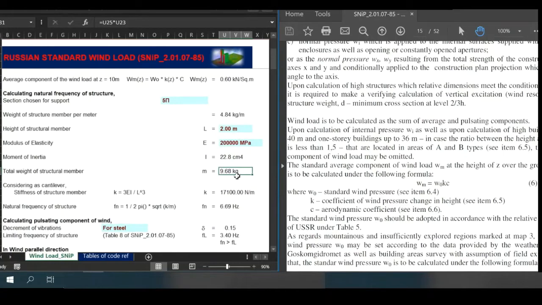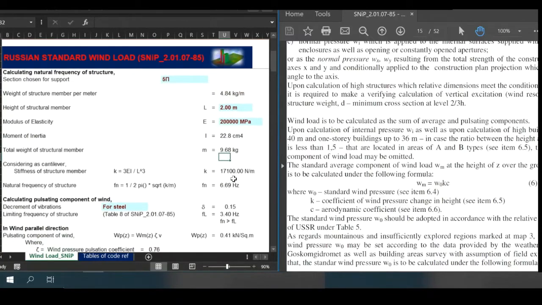And the mass, or weight, of the structural element is nothing but its weight multiplied by the length of the structural member. Considering the cantilever stiffness of the member, because this is supporting bracing, this shall be considered as a cantilever. Then the stiffness of a structural member is K equal to 3EI divided by L cube. This is a general basic formula for stiffness.